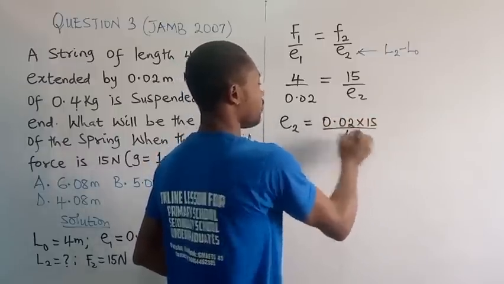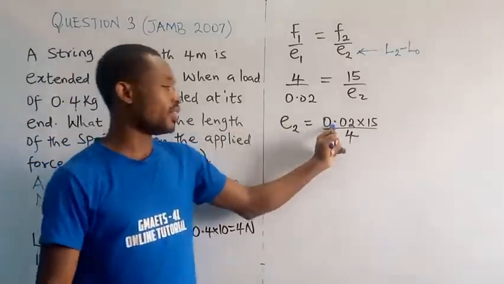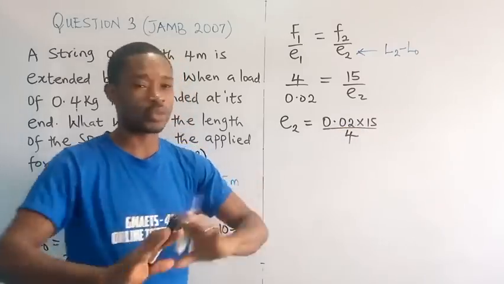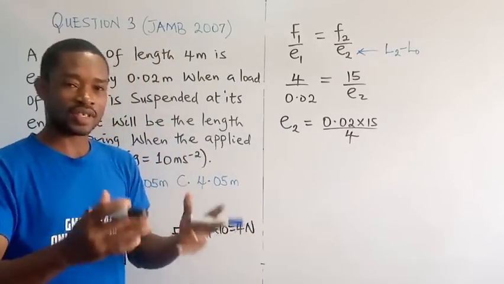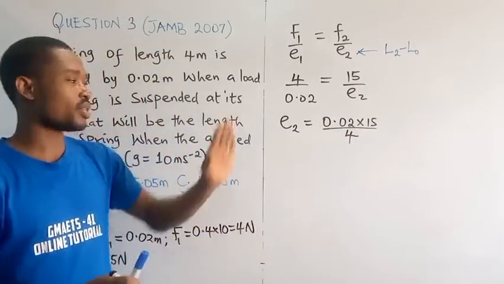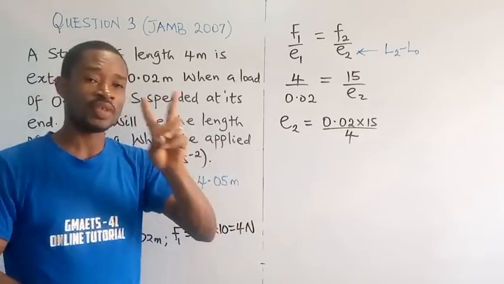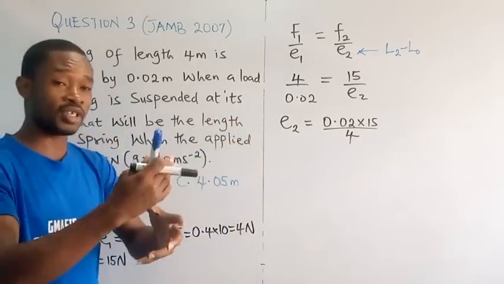We're going to divide this by 4, cross multiply, and then make it the subject of the formula. Now if I multiply 0.02 times 15, quickly, 2 times 15, you get 30. Now notice that this 0.02 is a decimal number. Are you following, right? How many zeros do you have before that 2? There are 2 zeros. So in that 30 you are going to place 2 zeros before the 30.